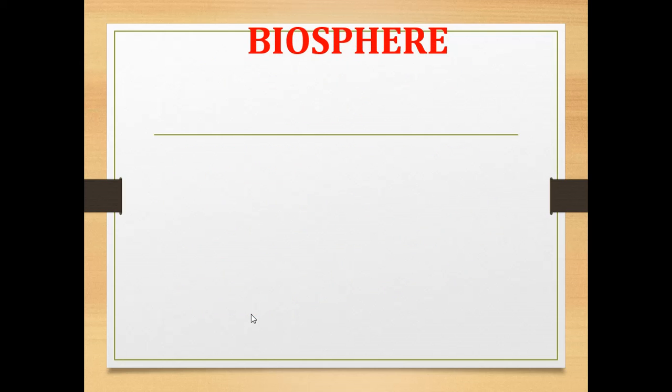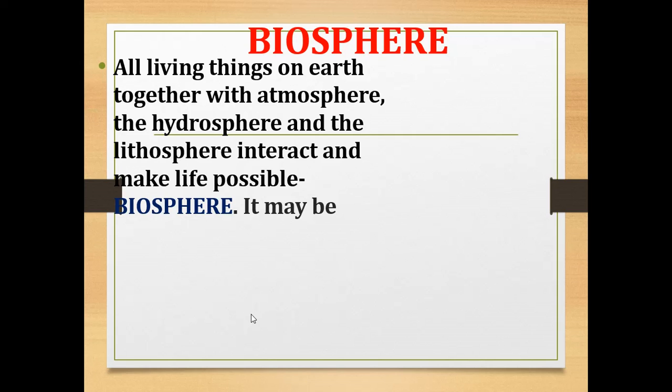Now, biosphere. What is meant by biosphere? All living things on earth together with atmosphere, hydrosphere and lithosphere interact and make life possible is called as biosphere. So biosphere includes living things on earth together with the atmosphere, hydrosphere and lithosphere, their interaction, and the interaction of these resources that makes life possible is called as biosphere.